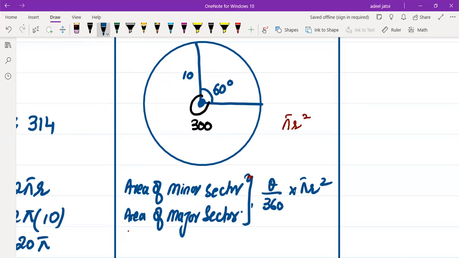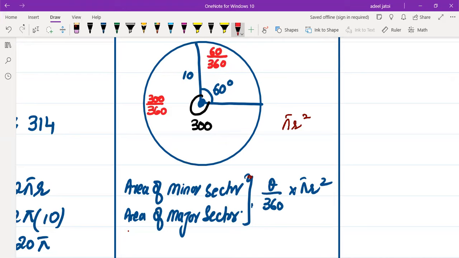So if I want to find the ratio of the major sector, it will be 300 upon 360. That means the angle that the major sector has upon the total angle that the circle has. Whereas the ratio of the minor sector would be 60 upon 360, that is the angle of the minor sector upon the angle of the entire circle. But what do I need to find? I need to find the area.